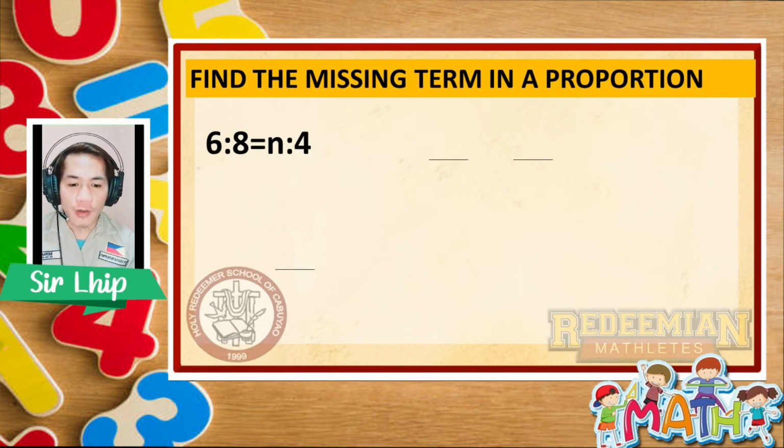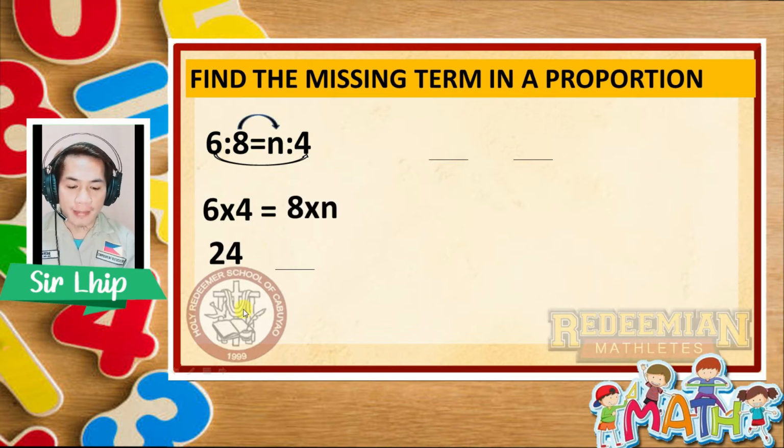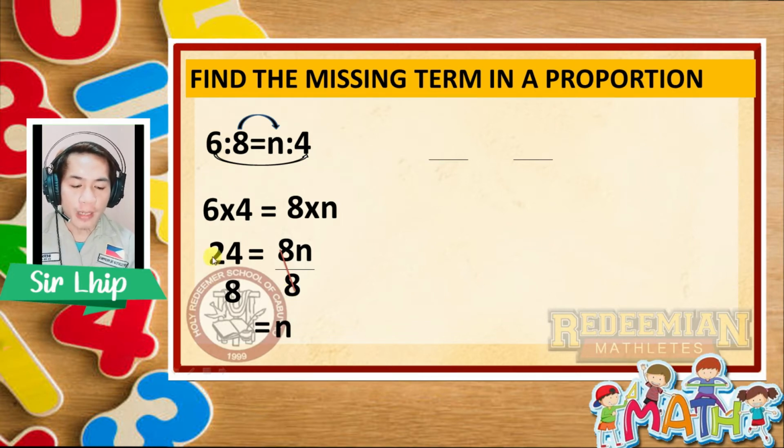To get the value of n, we need to multiply the extremes, 6 times 4, and the means, 8 times n. So 6 times 4 equals 24, then 8 times n equals 8n. Then divide both sides by 8 to get the value of n. Cancel 8, so 8 divided by 8 is equal to 1, or n. Then 24 divided by 8 equals 3. Thus, n is equal to 3.